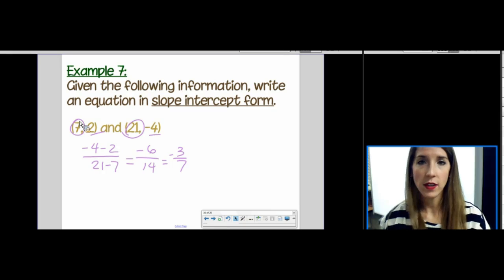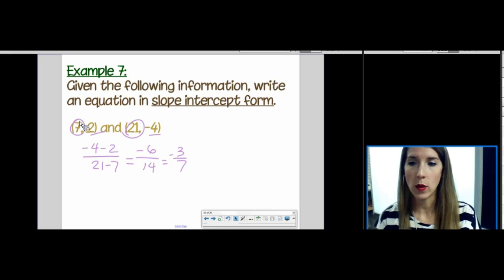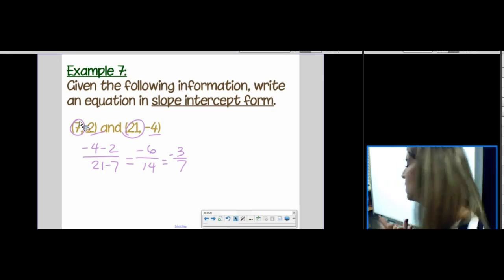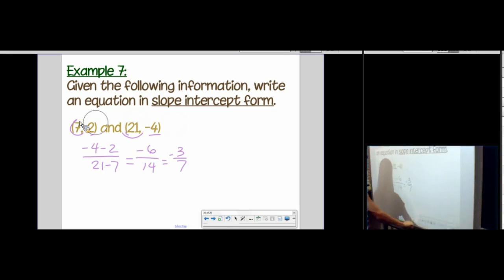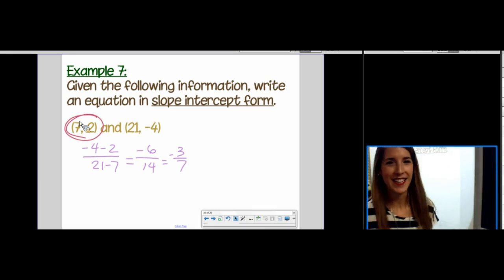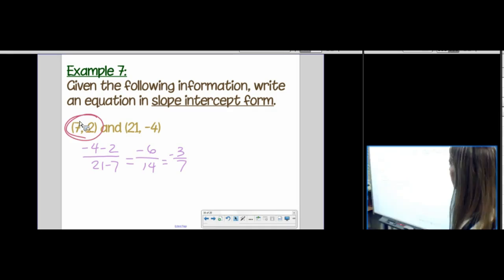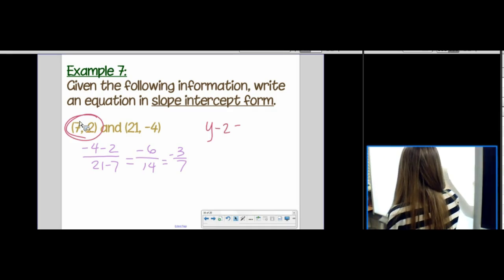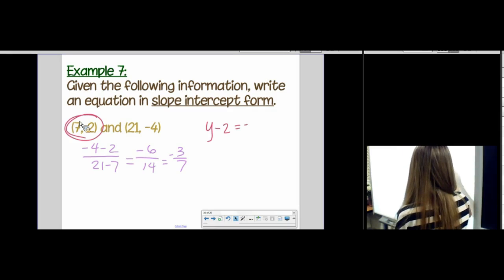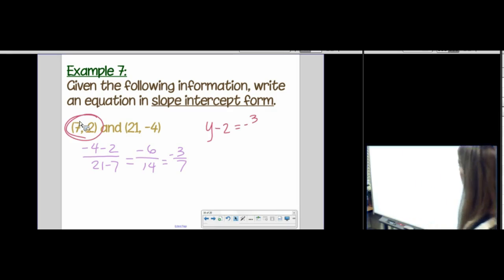To write the equation of the line, we need a slope and we need a point. It doesn't matter which point you use. It's going to go through both of these points. I'm going to pick the smaller one and the one that's completely positive. The small positive one is the one I'm going to pick. So, point-slope form: y minus y equals m times x minus x.